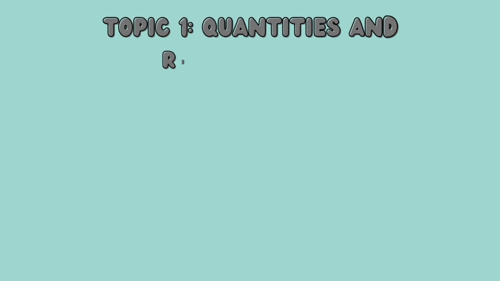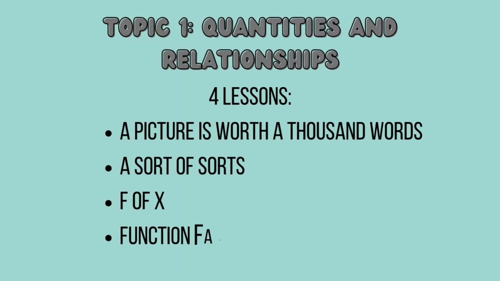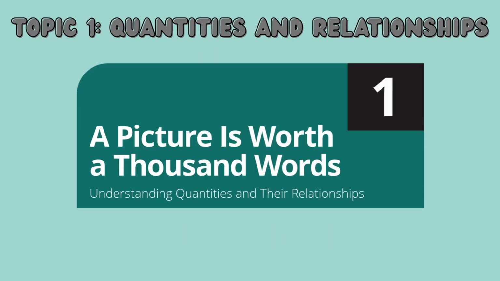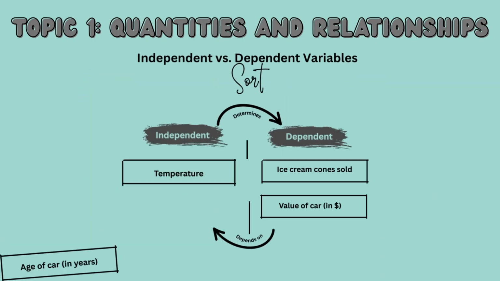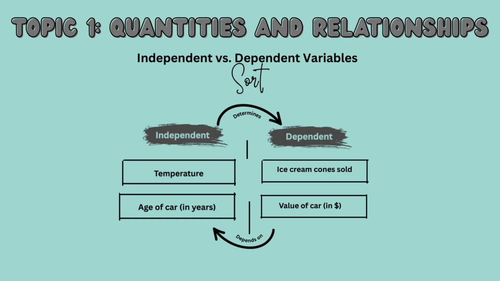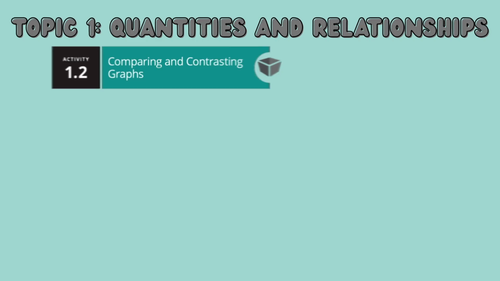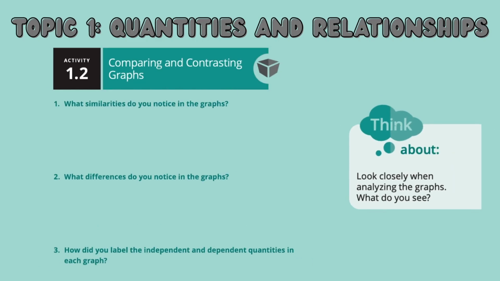Topic 1, Quantities and Relationships. This topic consists of 4 lessons. Lesson 1, A Picture is Worth 1,000 Words. This lesson helps us to identify the differences between independent and dependent variables. The activities help students clarify the misconception of the confusion between the two. We will also introduce the idea of domain and range and how it relates to independent and dependent variables.